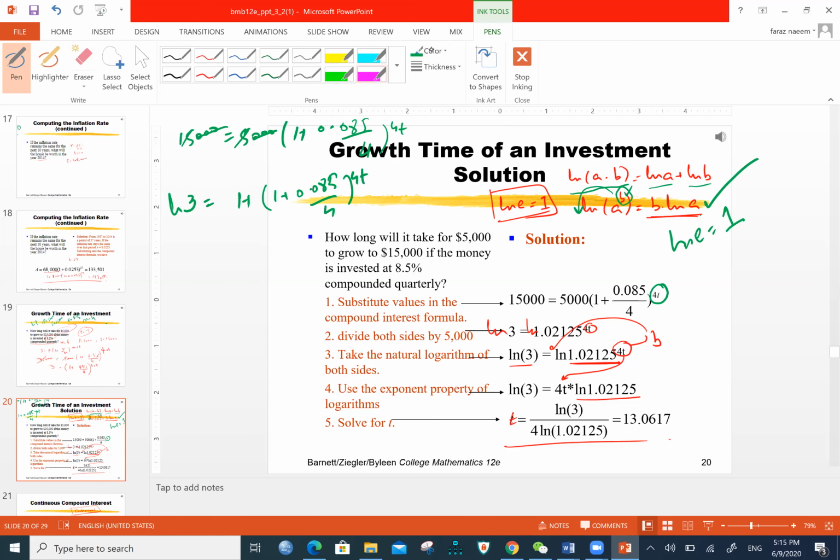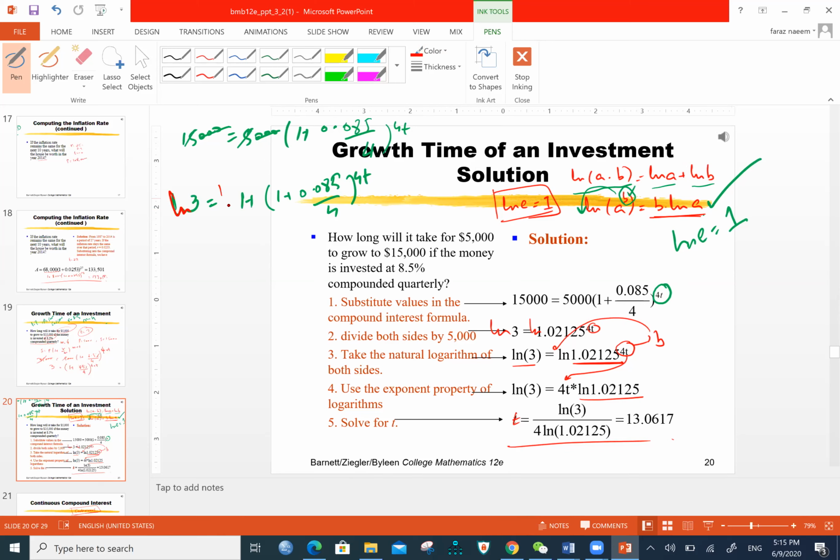We take natural log on both sides like this, and it will become like this. So it will be log of 3. Because of the logarithmic property, 4t will come down. So we will get log of 1 plus 0.021. Is that clear, Caitlin?